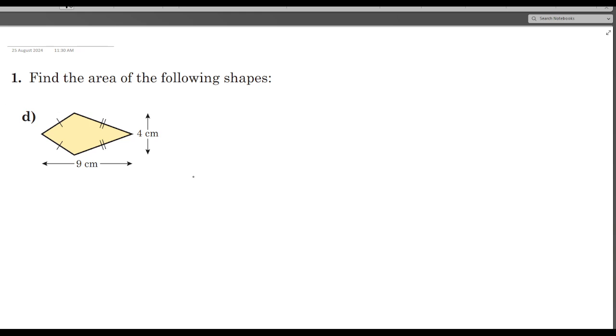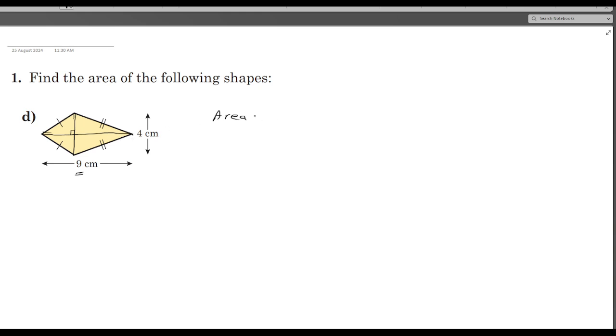Next question, here we have a kite. Find the area of the following shape. Now from here the longest diagonal is given as 9 and the shortest diagonal is given as 4. Now this shortest diagonal is perpendicular to the longest diagonal. So as they are perpendicular to each other, if you don't remember the formula, you can divide this whole kite into two triangles.